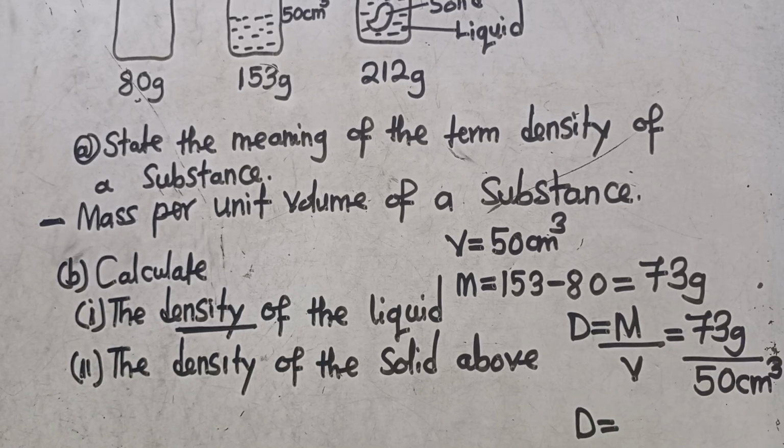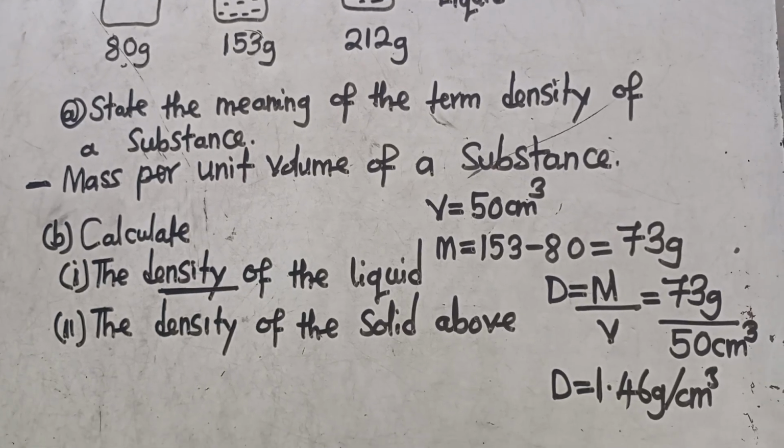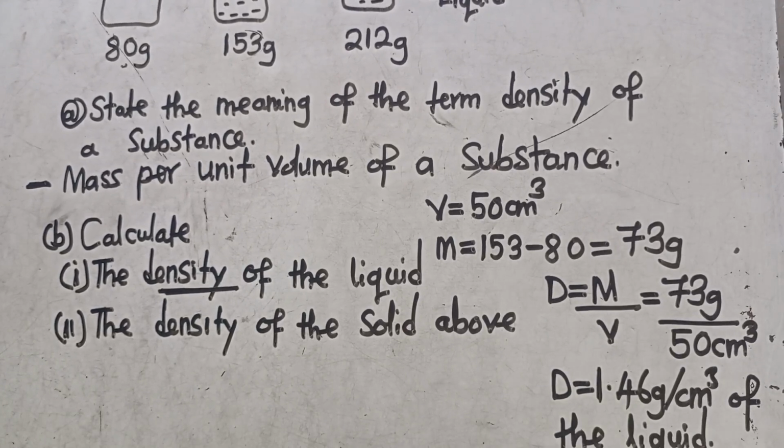When we divide 73 by 50, what answer are we getting? We are getting 1.46 grams per cm³ of the liquid. So this is the density of the liquid. This is what you are supposed to know and understand.